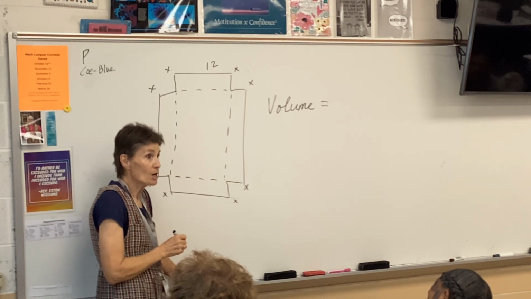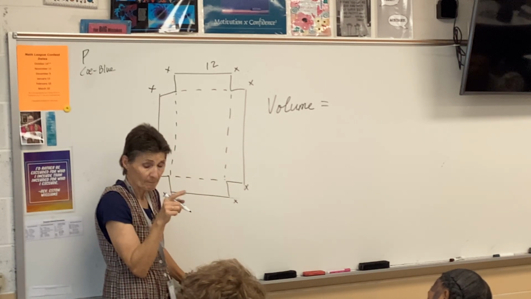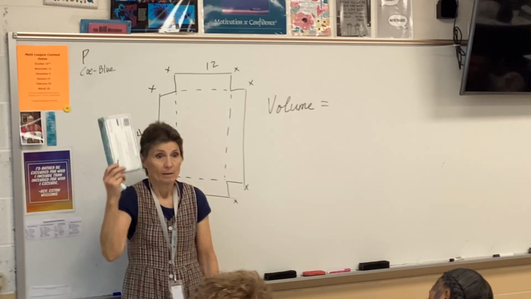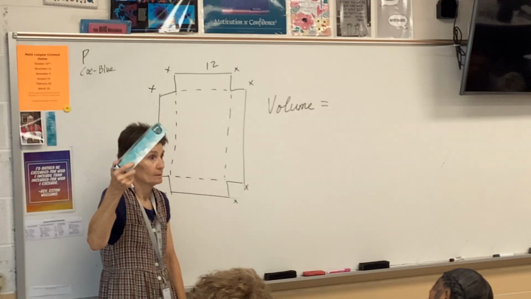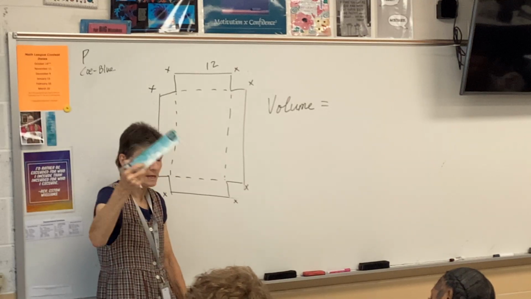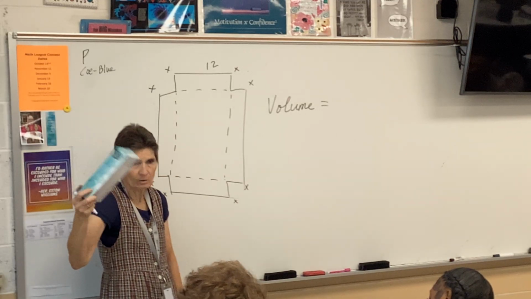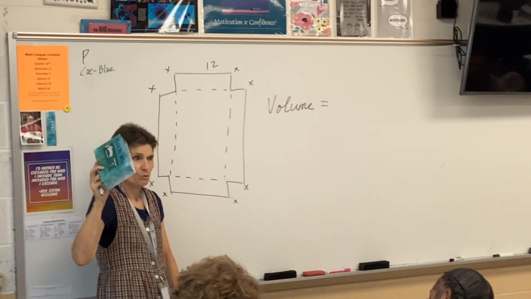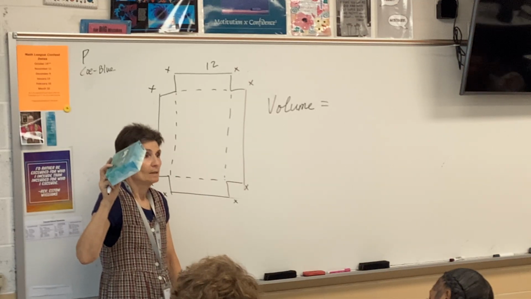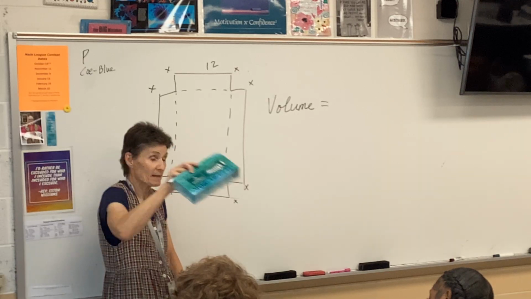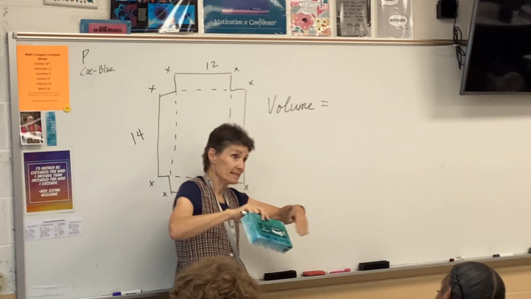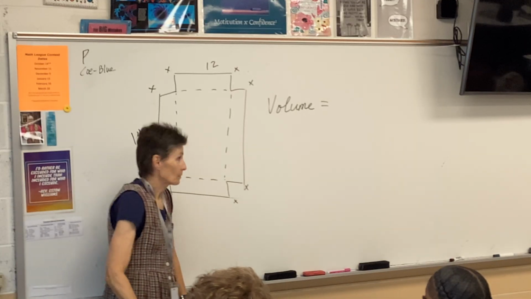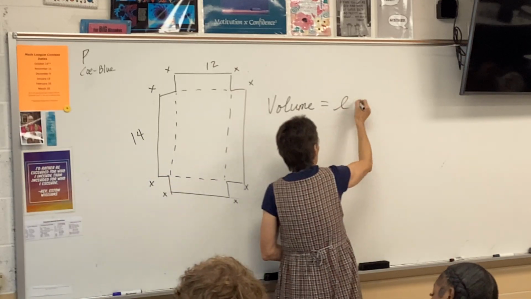Now, does anybody know from geometry how to find the volume of a rectangular solid? What's the formula? Don't say pi r squared, that's a circle. Who remembers for a box? Real easy one. Base times height. Length times width times height. Well, base times height. Base is length times width. So length times width times height. Okay, so that's my formula.